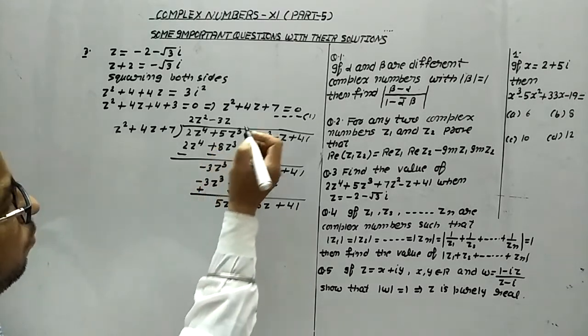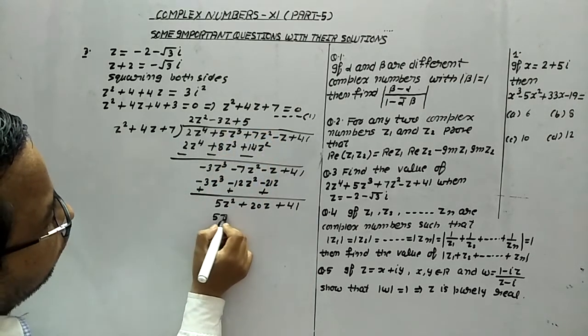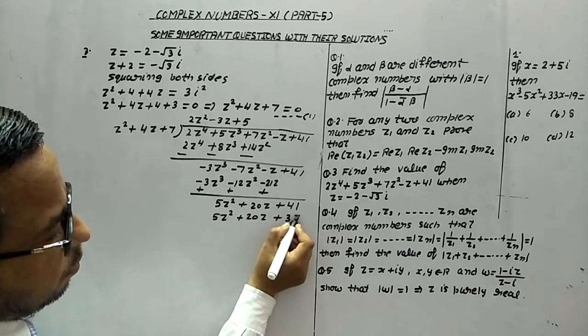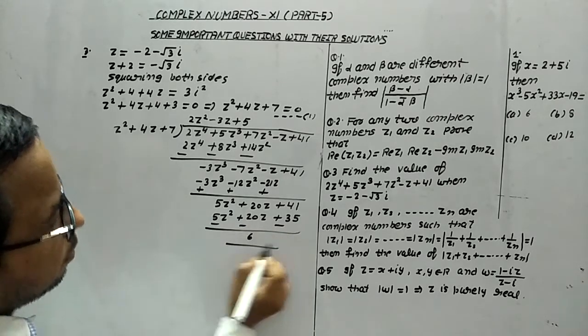Now by which number it should be multiplied? It should be multiplied by 5 only. So this becomes 5z square plus 20z plus 35. Now this is minus, minus, minus. So what does this become? 6 only.